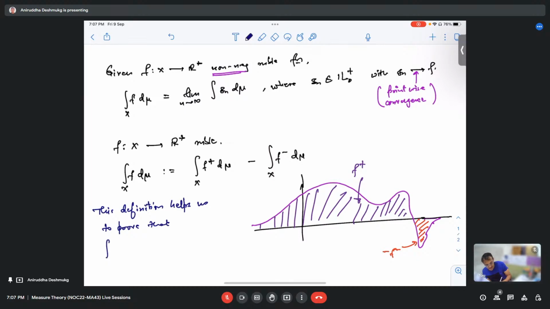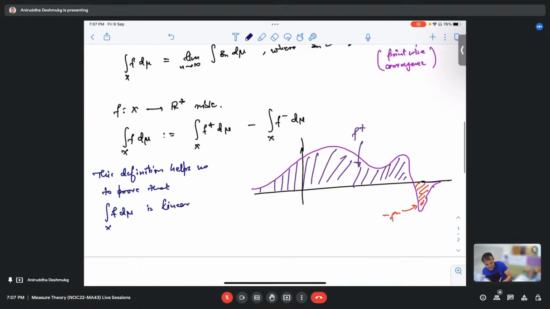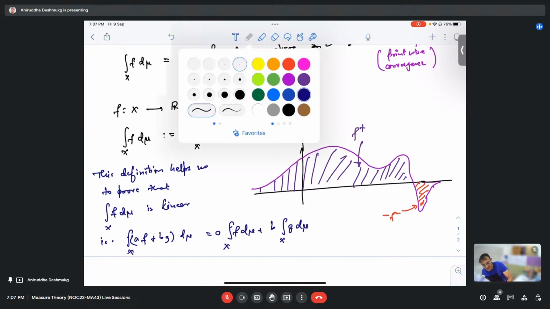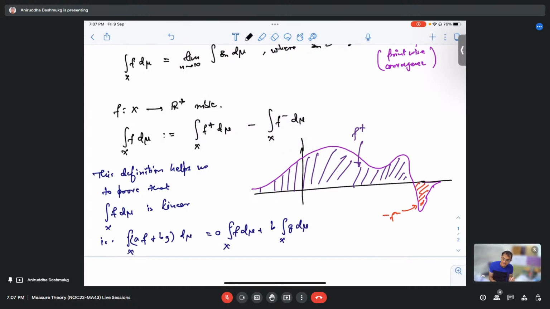Prove that the integral of f dμ is linear. That means the integral of af plus bg dμ can be written as a times the integral of f dμ plus b times the integral of g dμ. Again, this is a property that we really want it to satisfy.